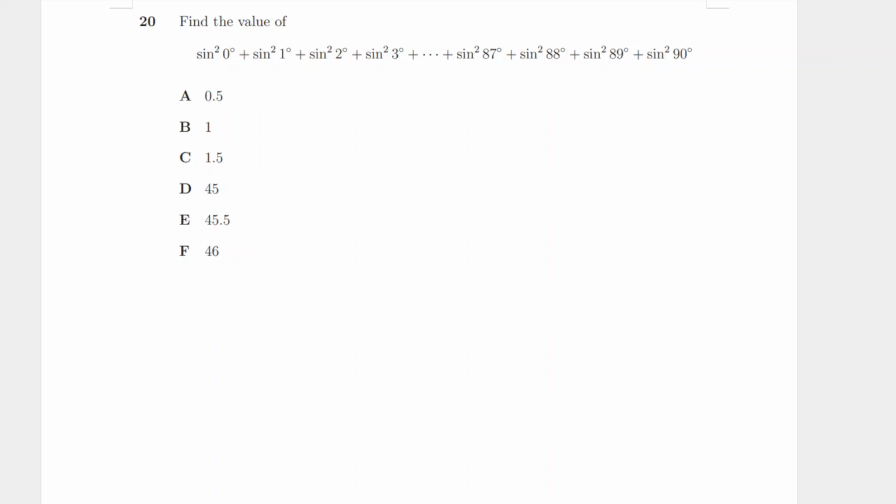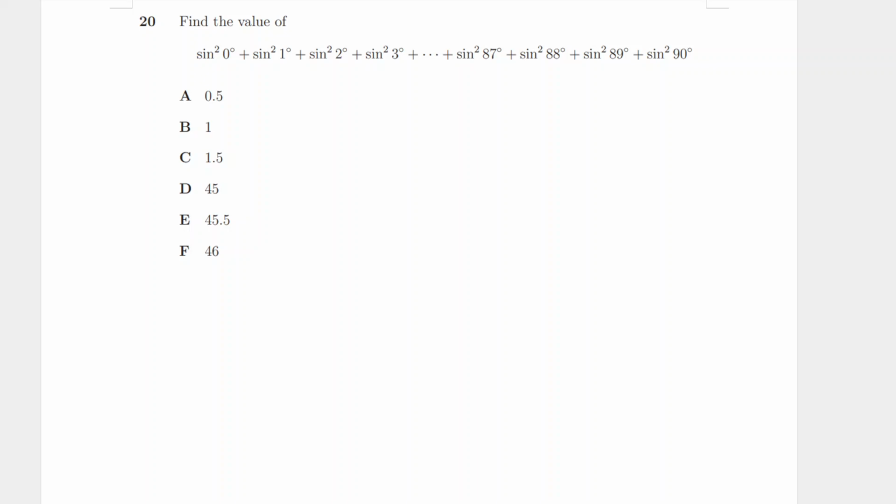Okay, last question of the paper, and it's actually quite a gentle question. Find the value of sine squared 0 plus and so on until sine squared of 90. This is really a classic question. If you do Olympiad maths throughout your life, you probably have seen this question before. So it's probably intuition at this point, right?